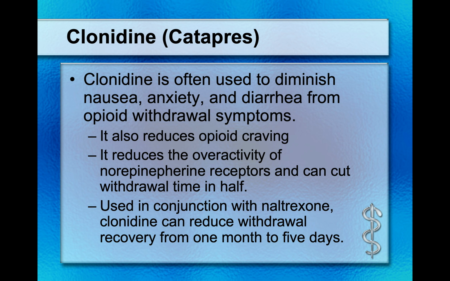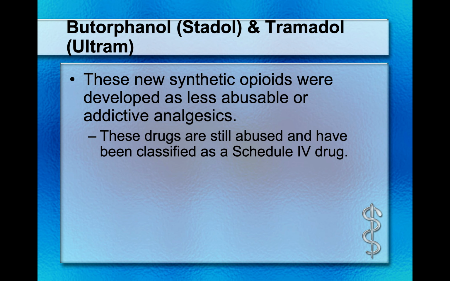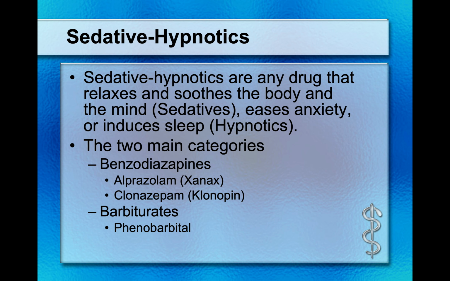Clonidine is often used to diminish nausea, anxiety, and diarrhea from the opioid withdrawal symptoms. It also reduces opioid craving. It reduces the overactivity of norepinephrine receptors and can cut withdrawal time in half. Used in conjunction with naltrexone, clonidine can reduce withdrawal recovery from 1 month to 5 days. Stadol and Ultram are new synthetic opioids developed as less abusable or addictive analgesics. Unfortunately, these drugs are still abused and have been classified as Schedule IV drugs.